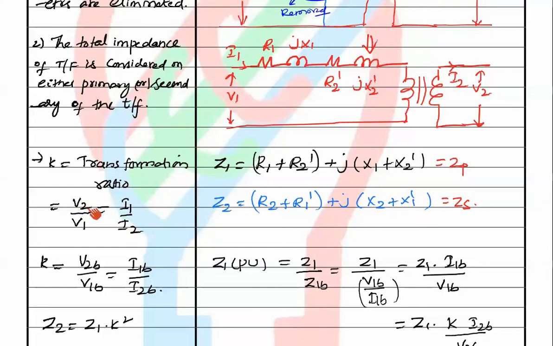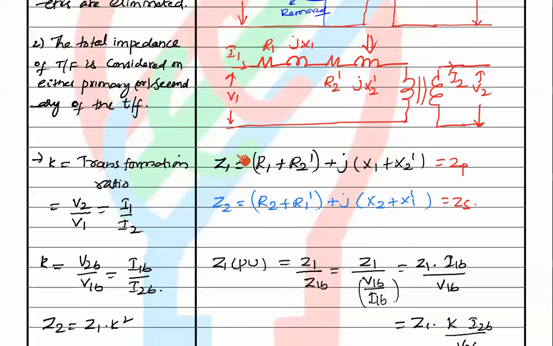Now we know that K is the transformation ratio. So K is nothing but V2 by V1, which is nothing but I1 by I2. So this is the absolute system. Now I will choose base values, V2 base and V1 base. Base values are the maximum values of the system. So K is nothing but I1B by I2B. So this is the transformation ratio that I have chosen.